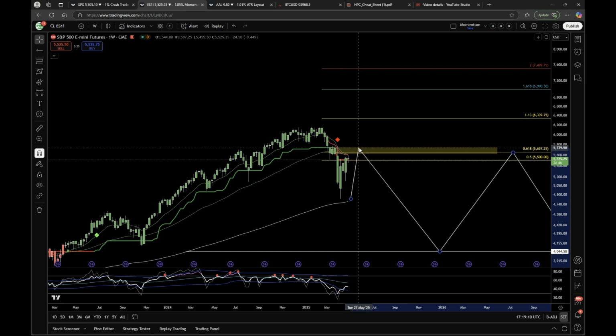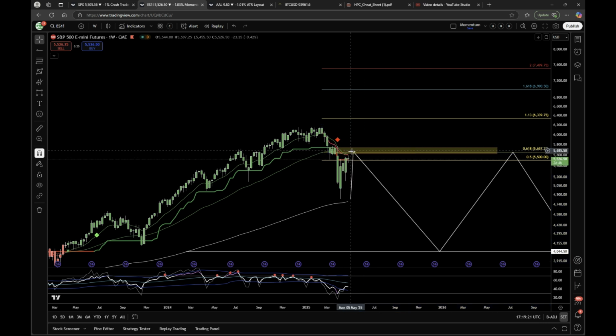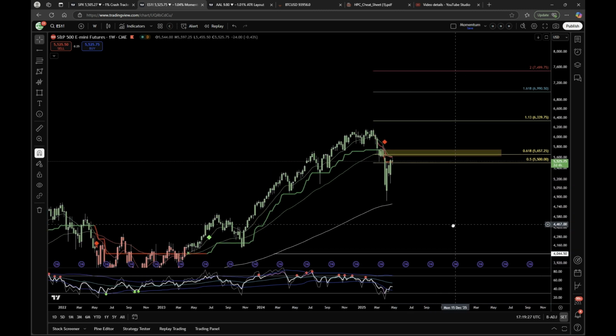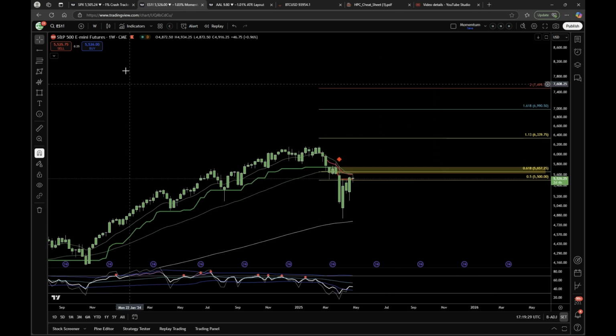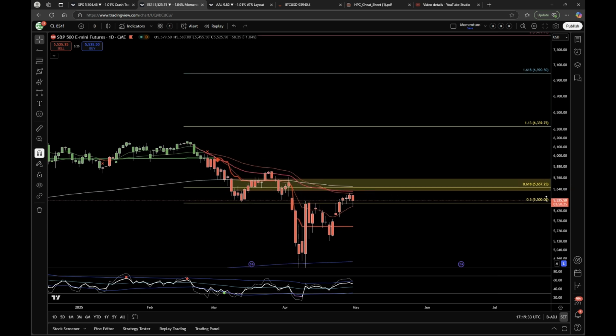I'd say all the way up to 5,739, but really we're touching it now. And I'd like to see it spike into it just a little bit more. Then we could run possibly a short. Now, that short, we want to define targets, and that's harder to do. So let's come into the daily and let's find some targets.